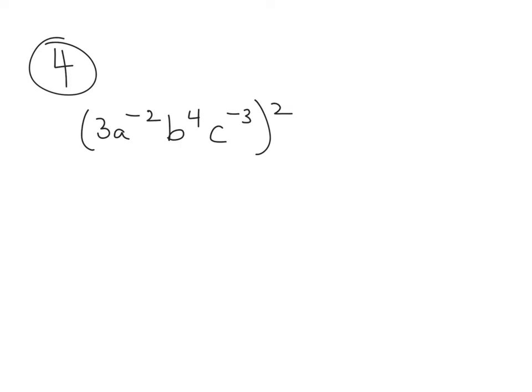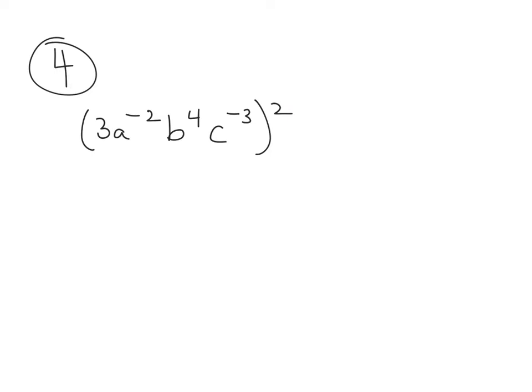Okay, here's number 4. 3, a to the negative second, b to the fourth, c to the negative third, all to the power of 2. So now we've got to use the power to a power rule with our negative exponents. So you're just going to do whatever we did with power to a power, but we're also going to apply the negative exponent. So see how everything just keeps building on what we already know. All right, so here we go.